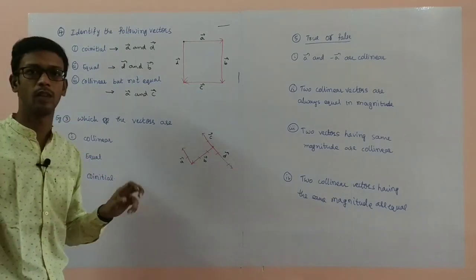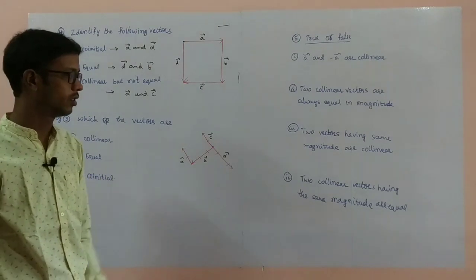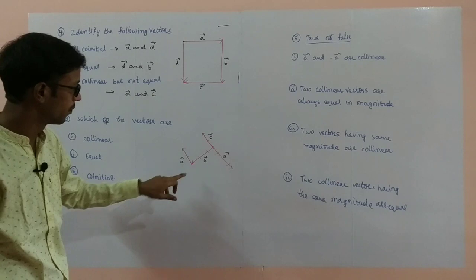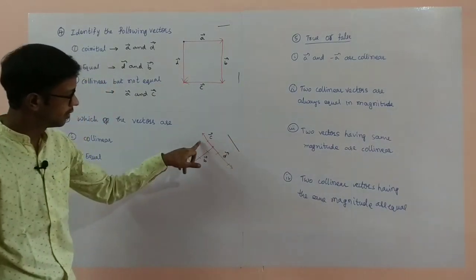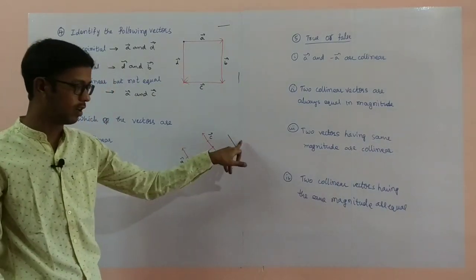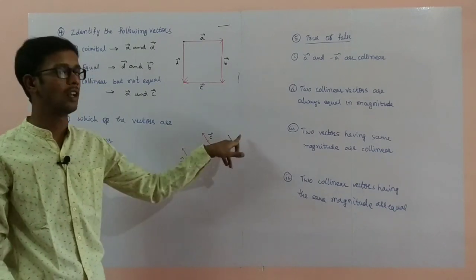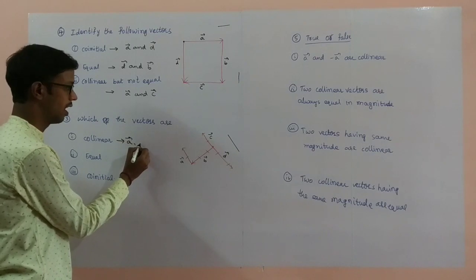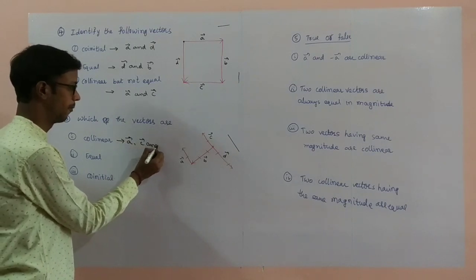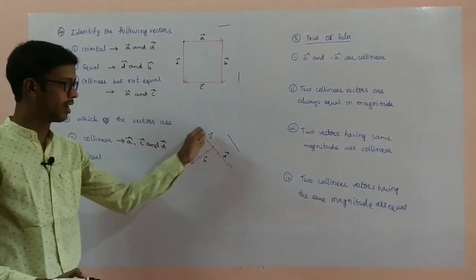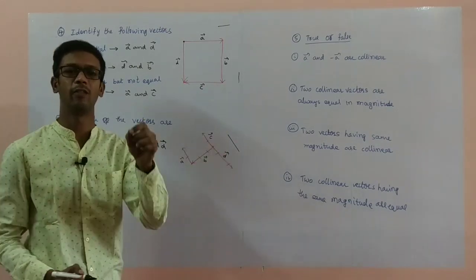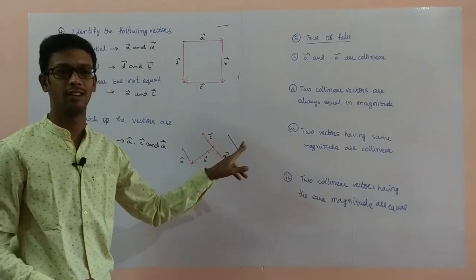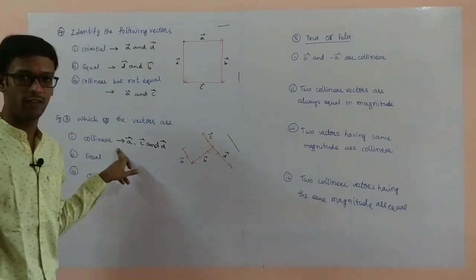Next, which of the vectors, by using this diagram, are collinear. Collinear means parallel to the same line. So if you draw a line here, C bar and D bar are parallel to the same line and A bar is also parallel to the same line. So the collinear vectors are A bar, C bar and D bar. Three vectors parallel to the same line. Definition: two or more vectors parallel to the same line are called collinear vectors.